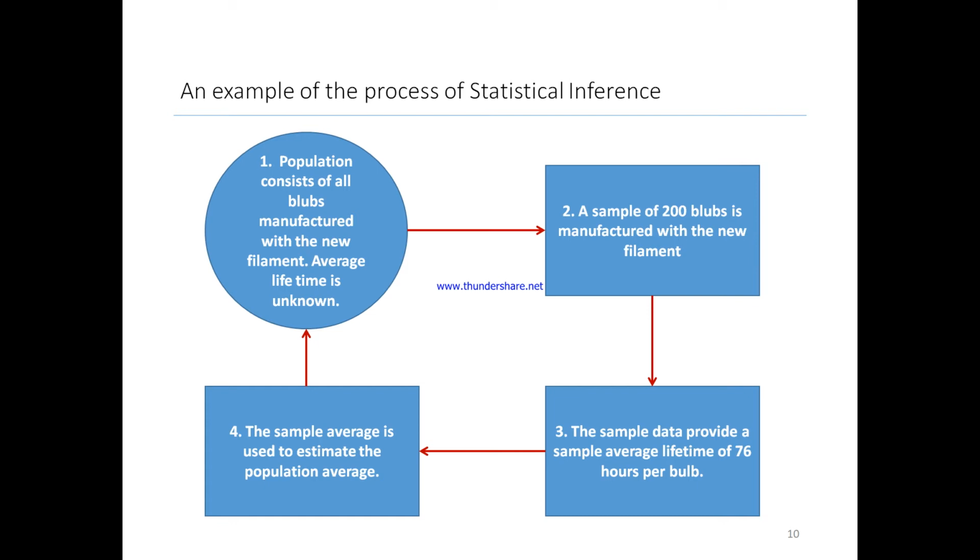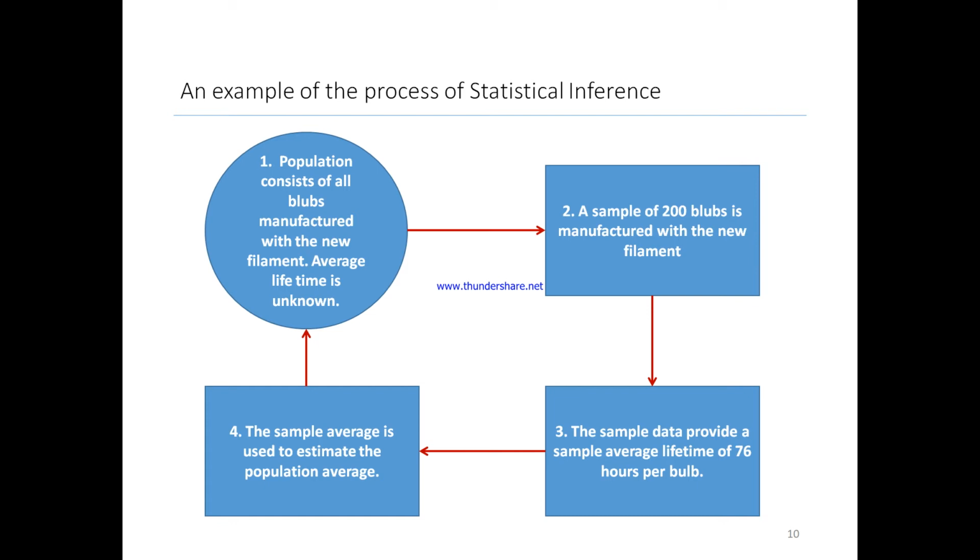And then we are taking the lifetime of all these 200 bulbs. Then we can calculate the average, right? Take the summation of all 200 and divide by 200. Let's say it's 76 hours per bulb. So then we can come to a conclusion that when you take a bulb which is manufactured with this new filament, on average it has a lifetime of 76 hours, right?